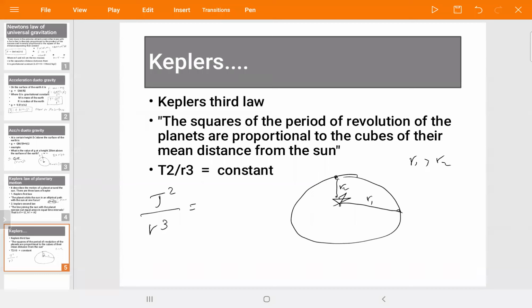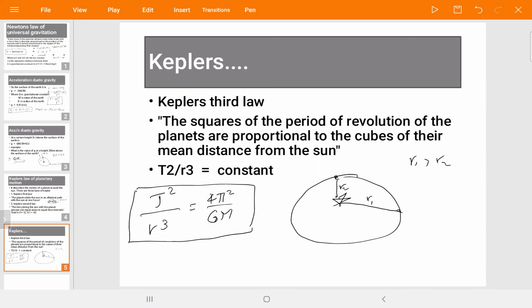The period squared over the mean distance cubed is a constant value, and this constant value is 4 pi square divided by G times mass of the planet. G is constant, and 4 pi square is a constant number, and the mass is based on the given planet. For example, Earth and Jupiter do not have equal mass, so it depends on the given planet, but the ratio T square over R cube remains constant.